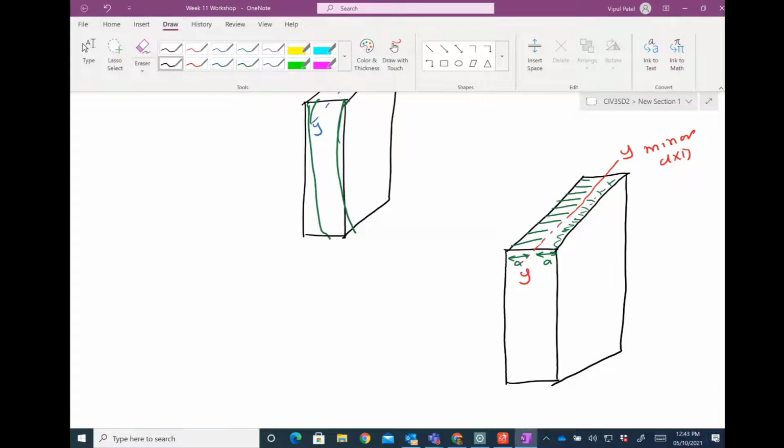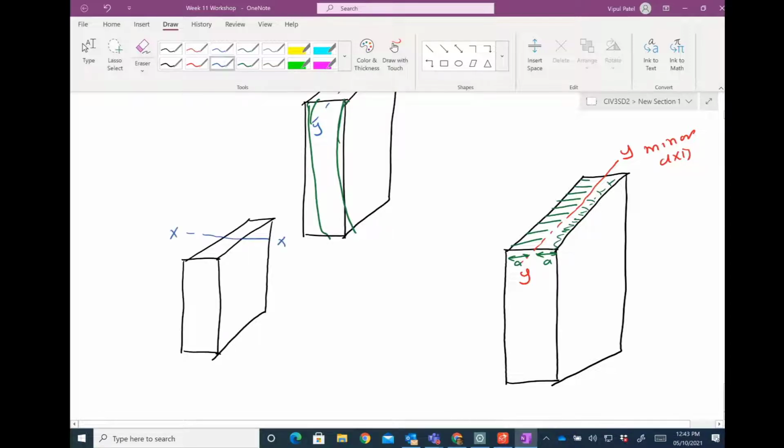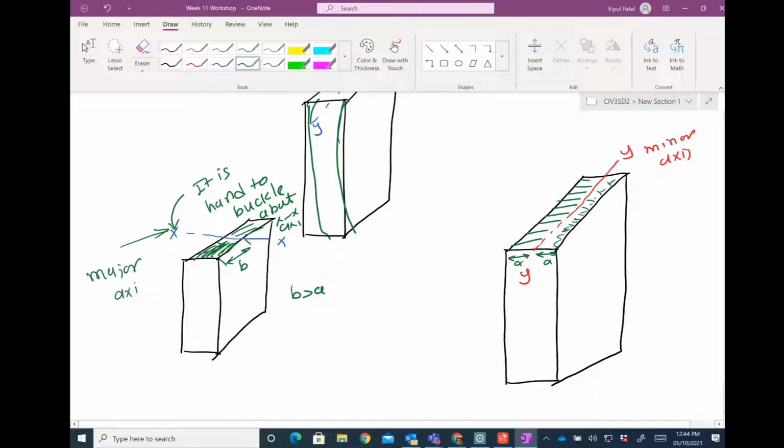In a similar way, if I draw the same one here, you can see this x-axis, which is the major axis. Look at the distance from this. This is the area that is spread from that axis. So if you look at this B, B is greater than A, right? The materials are distributed far away from this axis. So it's difficult to bend. So it is hard to buckle about the x-axis, meaning that this is a major axis, and this would be your minor axis. It is easy to buckle. I hope you understand this.